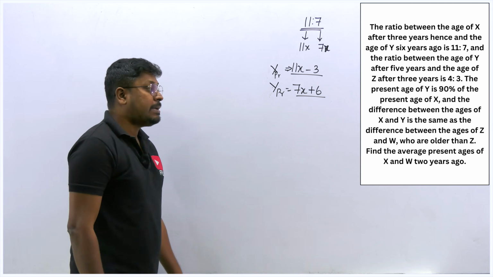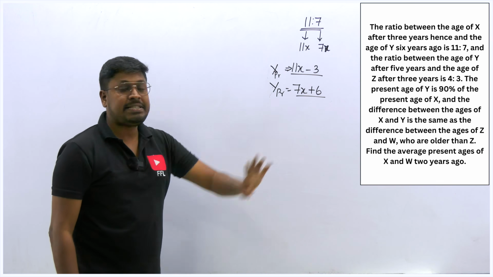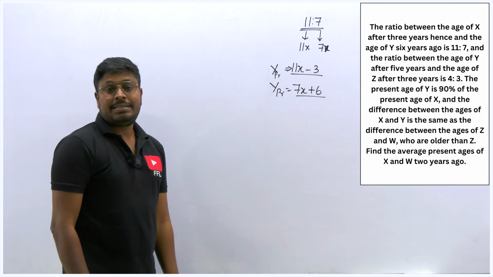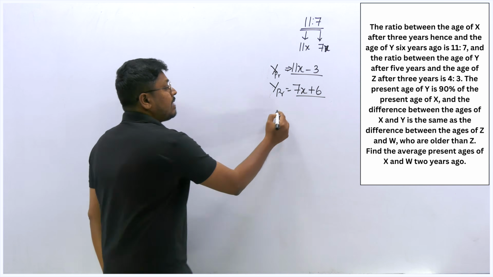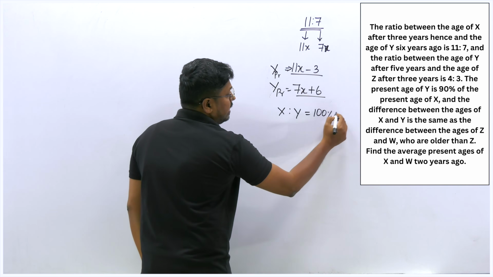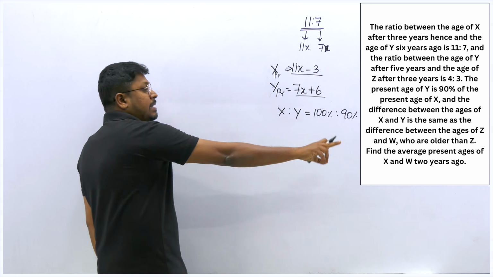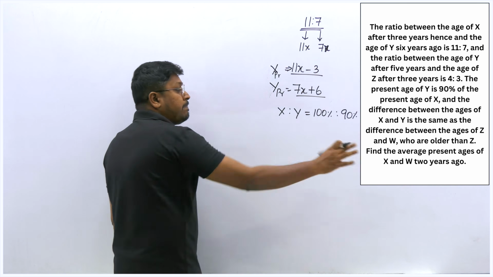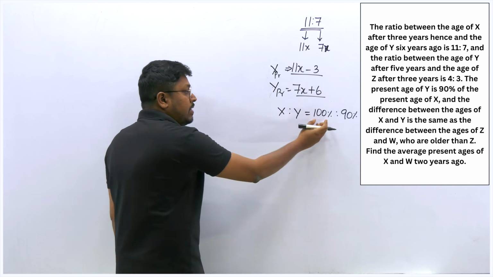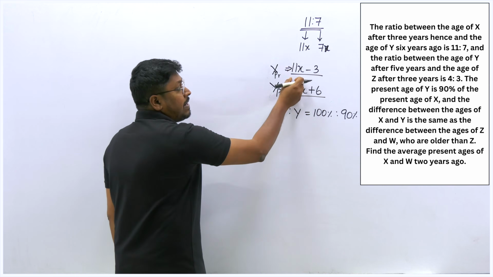So next point is the present age of y. So present age of y is 90% the present age of x. So what it means is, when you take x is to y ratio, if x is 100%, then what about y? y will be 90%, because they have mentioned it. You can see the present age of y is 90% the present age of x. When you assume x as 100, y will be 90, and we already know that x is 11x minus 3.